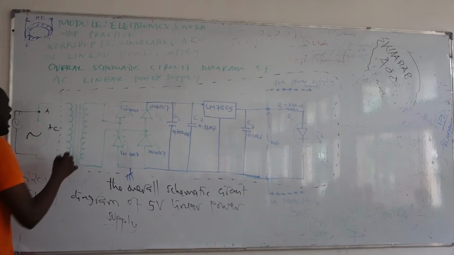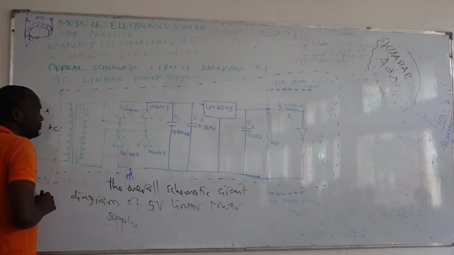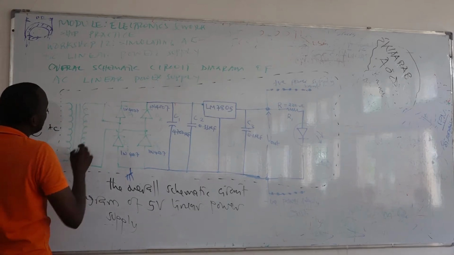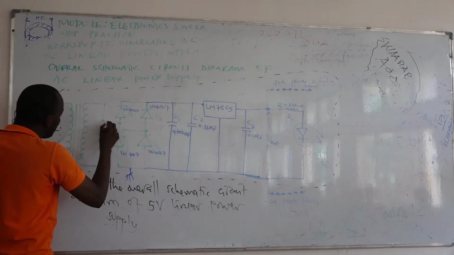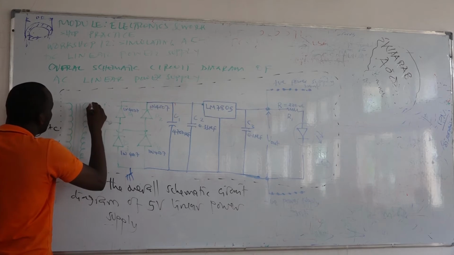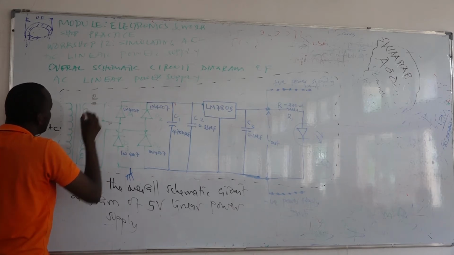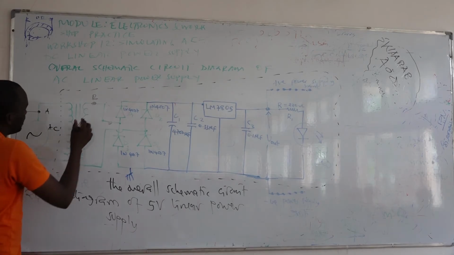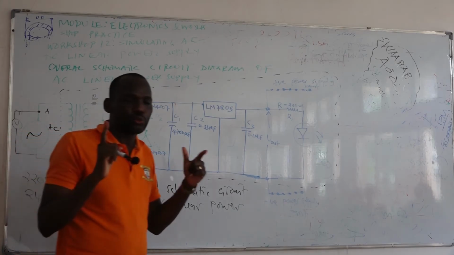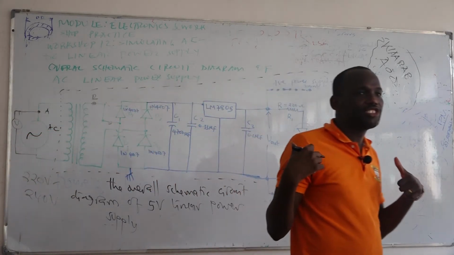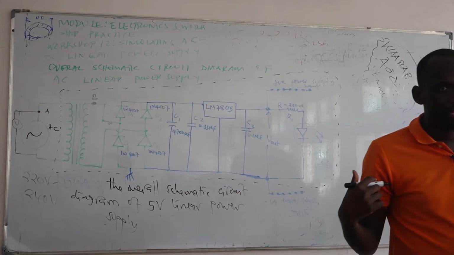Then here we are, testing point B. In testing point B, we are going to have two testing points. The first testing point is this one, which we call testing point B. What we are interested in is the output root mean square voltage of the step down transformer.